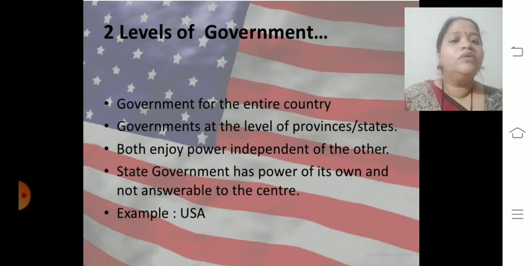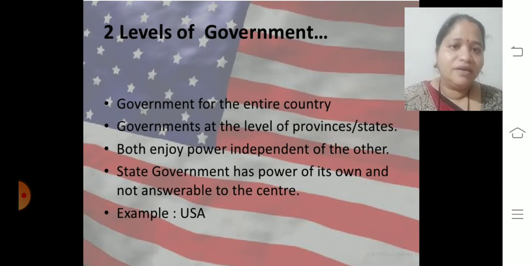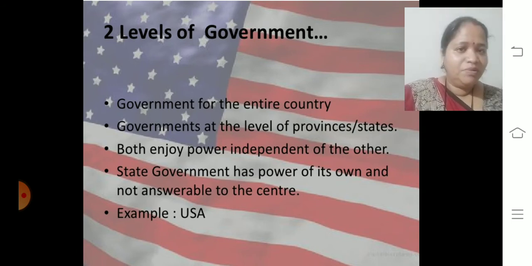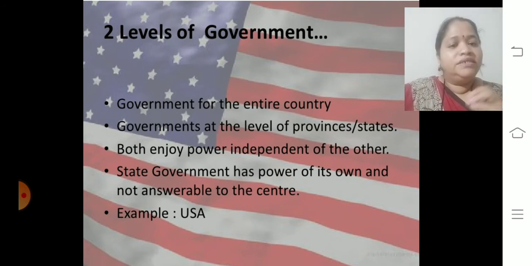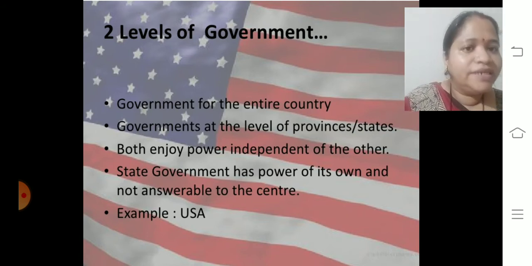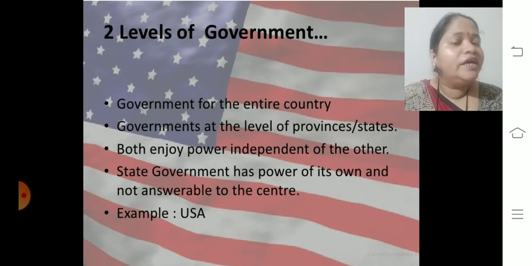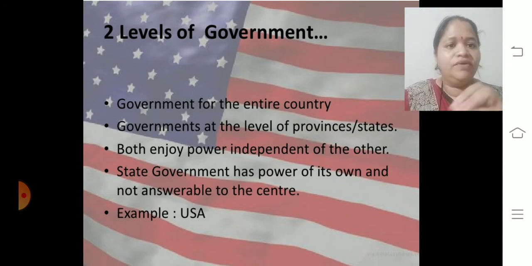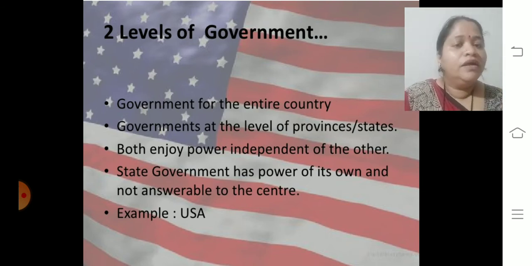But first we'll talk about the two levels of government under federalism. Here there is a division according to provinces or states. It means the central authority is not all-powerful. The state government has power of its own and is not answerable to the central government. Where are we able to see this type of government? We are able to see it in the USA. We'll go into detail about this type of federalism in the next slide.